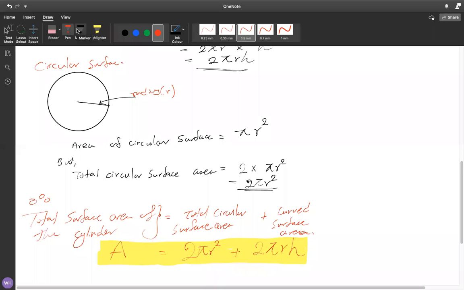Okay, so don't try to memorize, just try to generate it by yourself at that moment once you need it. So for that you need to have the basic understanding, how do you get this surface area.